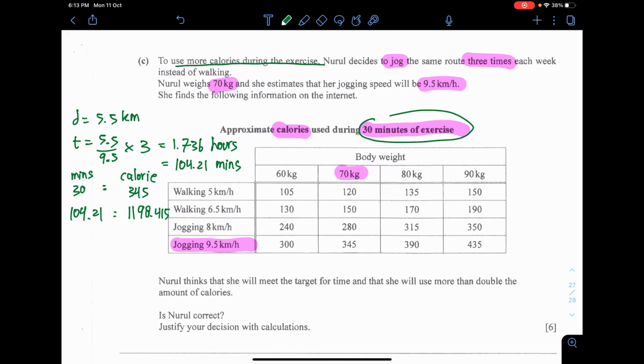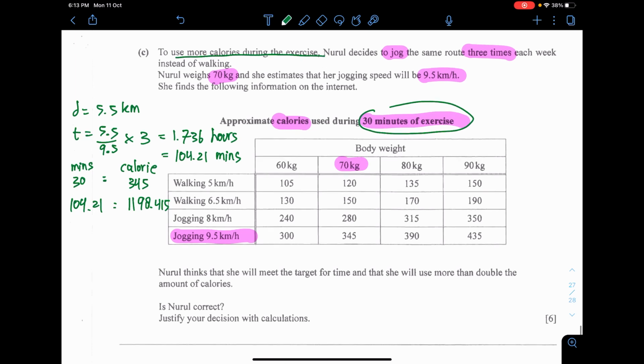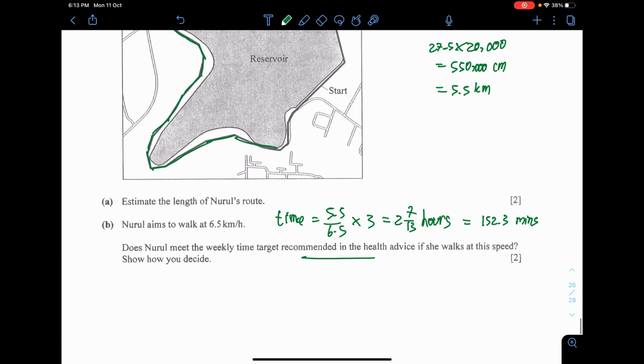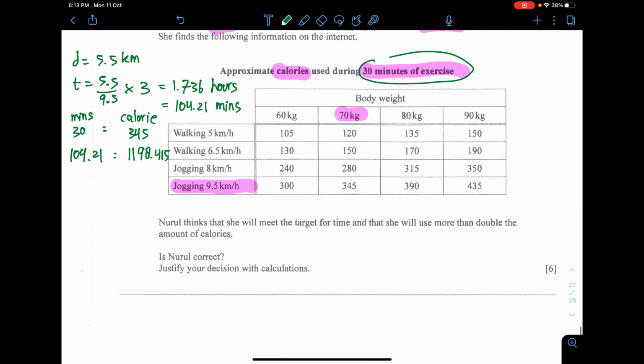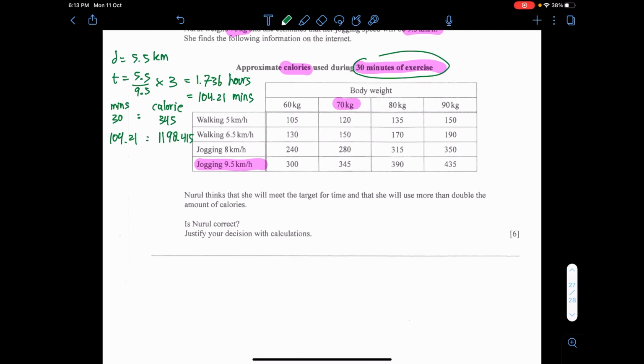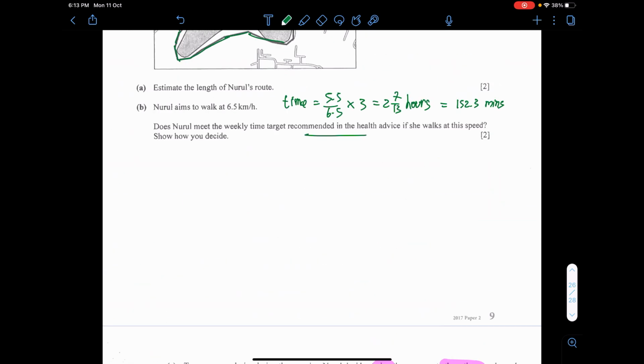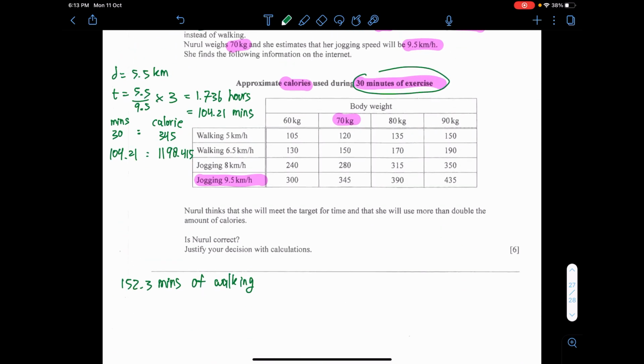Okay, what's the comparison of the calorie burnt? Just now the amount of the time that we use for the walking is 152.3 minutes, right? So if you use that 152.3 minutes of walking, and what's the speed of the walking? 6.5 km per hour. Okay, actually we are going to use this one then. Okay, 6.5 km per hour. The calorie burn is 150.